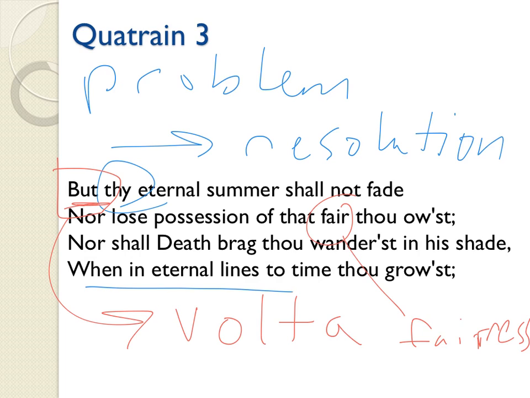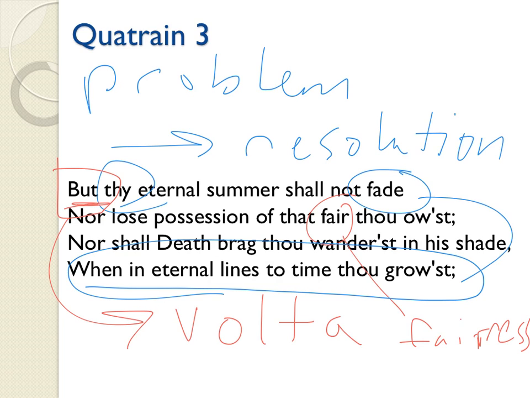It's because in eternal lines to time thou growest. I want you to notice the contrast here between the fading of summer, the fading of the natural world, the fading of beauty, and the actual growing of the beauty of the lover in these eternal lines. Now, eternal lines is a direct reference to this sonnet itself. It's saying that his sonnet will preserve and, in fact, make the beauty of the subject grow.